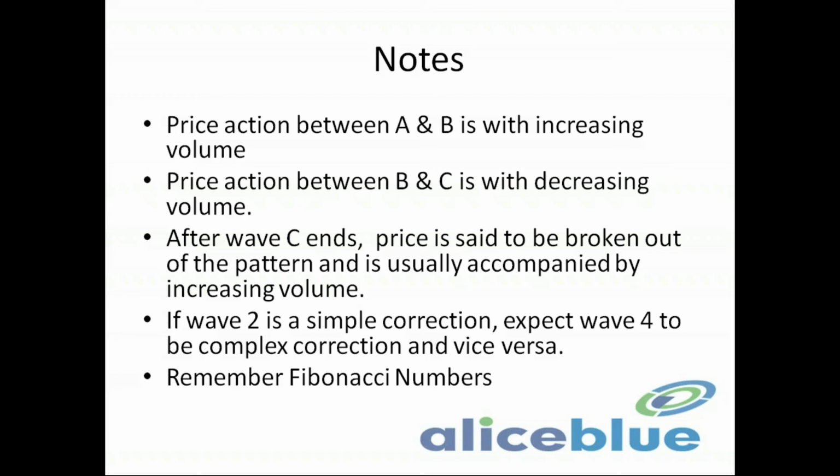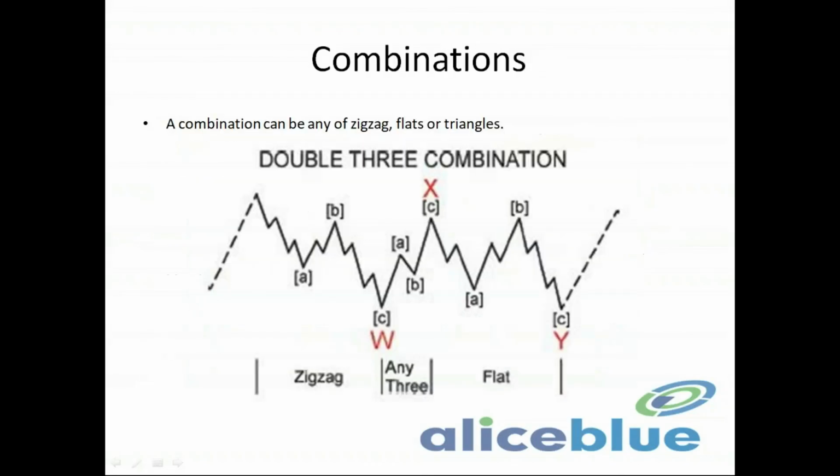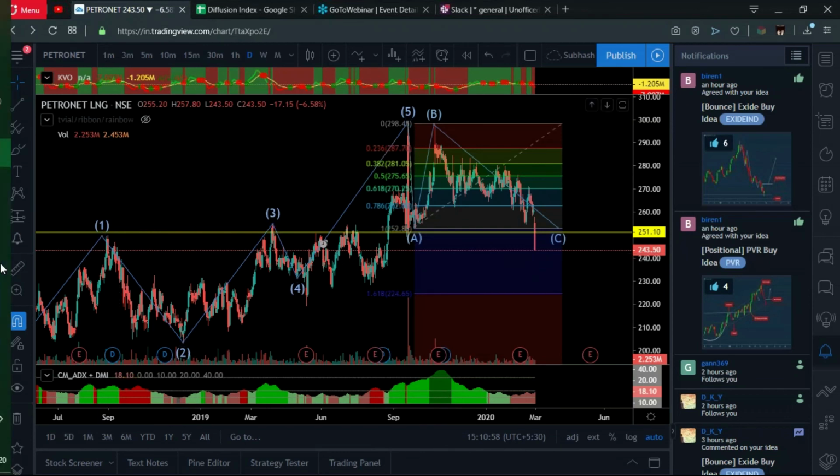If wave 2 is a simple correction, right? Say wave 1 2 3 4 5, A B C. Wave 2 is a simple correction, then wave 4 would be complex. Complex as in a triangle or flat, something like that, right? And vice versa. And you have to remember the Fibonacci ratios. All right. Any questions?